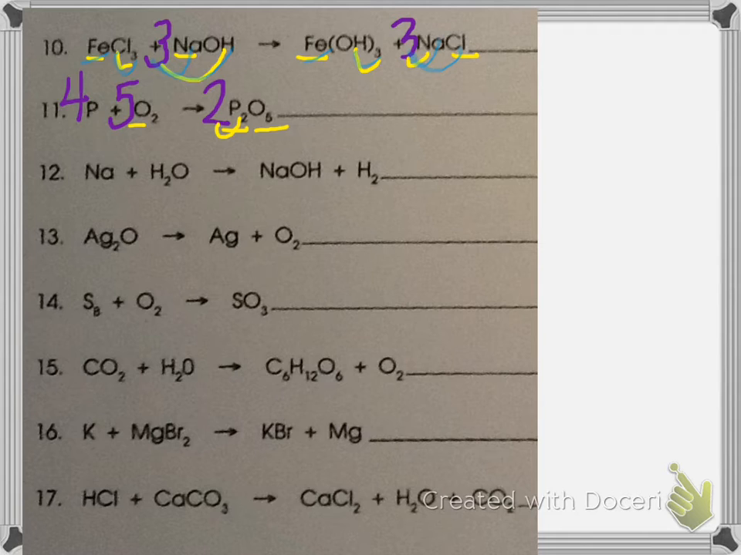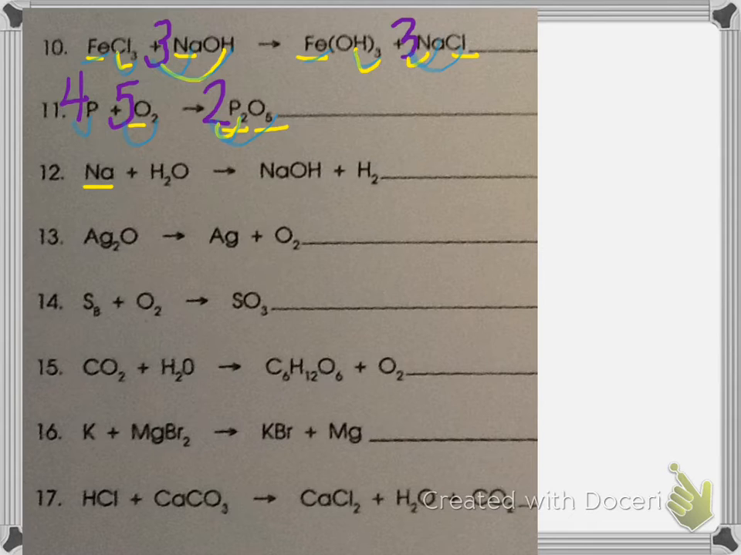4, 5, 2, that's the lowest whole number ratio. I think I'm done. I'm going to check. 4 phosphorus, 2 times 2, 4 phosphorus. 5 times 2, 10 oxygen. 2 times 5, 10 oxygen. This is properly balanced.